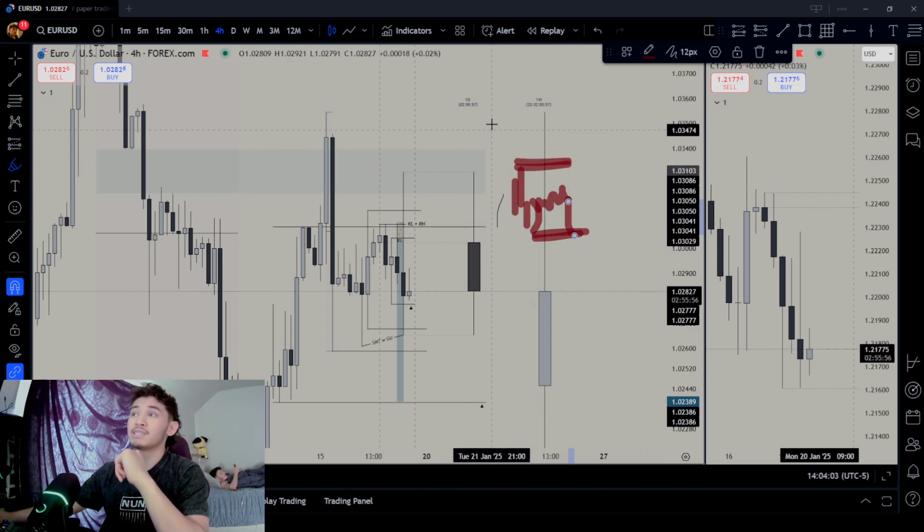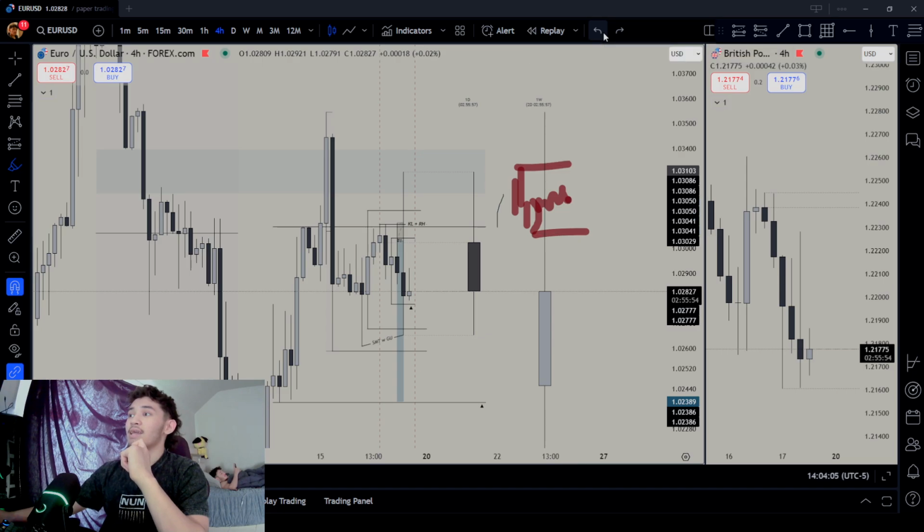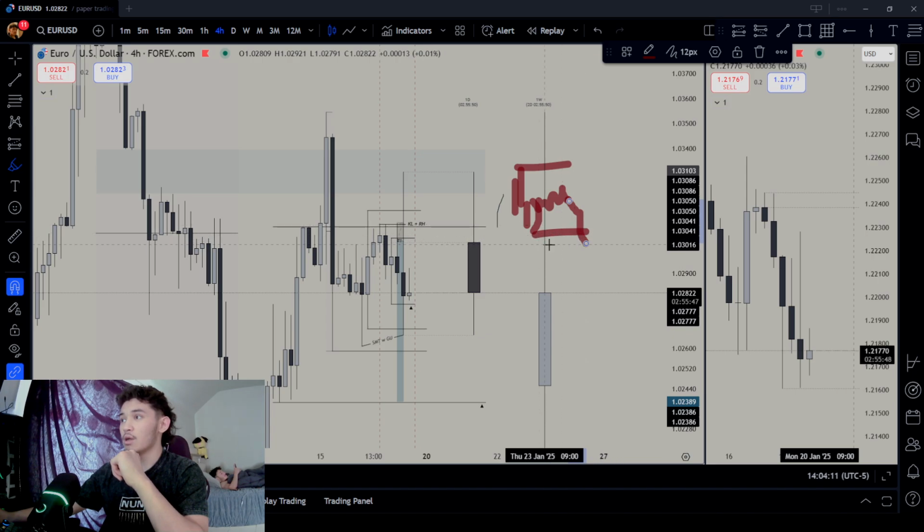And when do you want to participate in a ranging condition? The only time you want to participate is once the market goes down and totally soups the range low or range high. Then you want to look to buy, because over here is in deep discount.